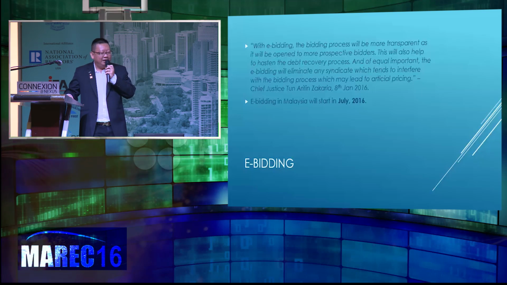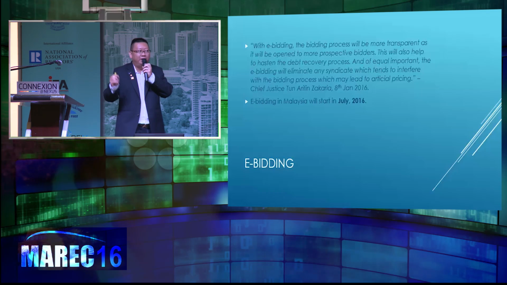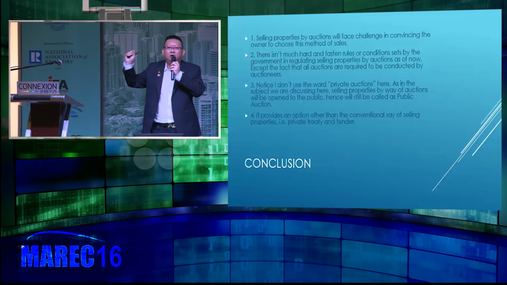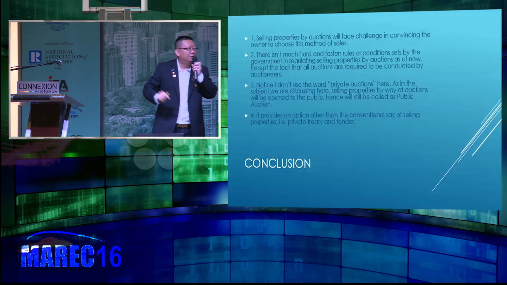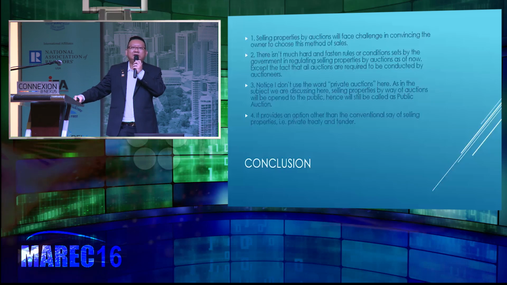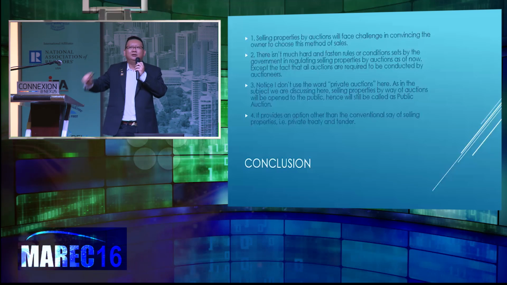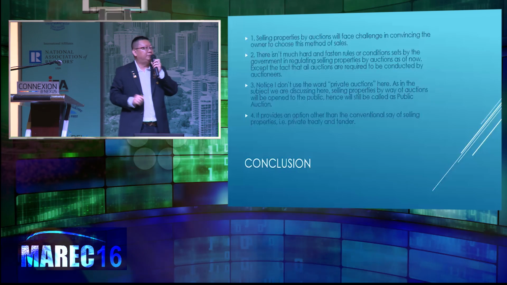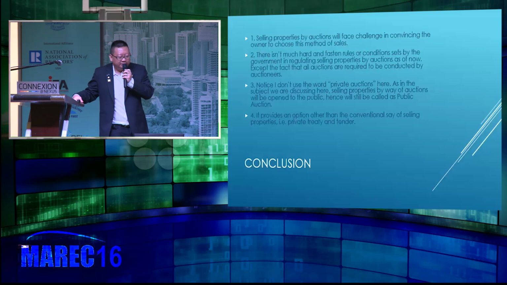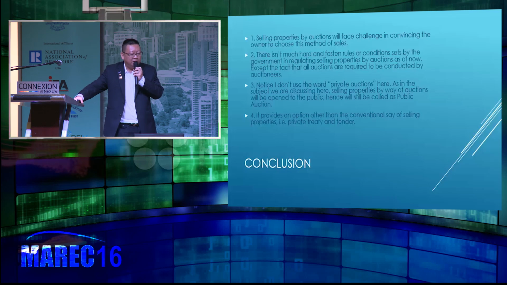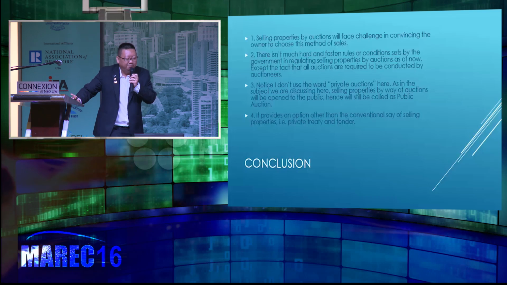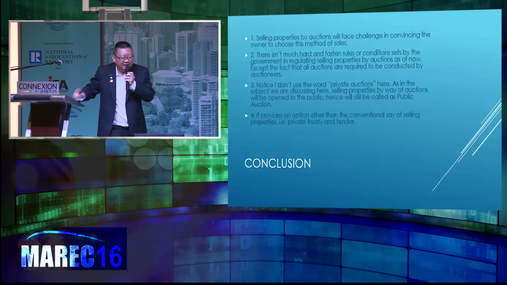Conclusion. There isn't much hard and fast rules or conditions set by the government in regulating selling property by way of auction. Yeah, there is only this book called the Laws of Auction, which is 44 pages. Only 44 pages, yeah. Notice I don't use the word private auction here. Many auctioneers outside and the players outside, I mean no offense, they are using the word private auction for non-distressed property. I disagree and I beg to differ. Yeah, because selling non-distressed properties by way of auction will be open to the public as well. Or even to only a certain class of people, as long as the bidder's identity are open, it shall be deemed as public auction.